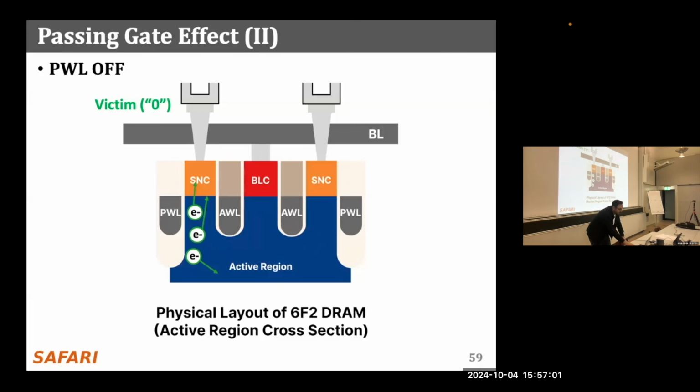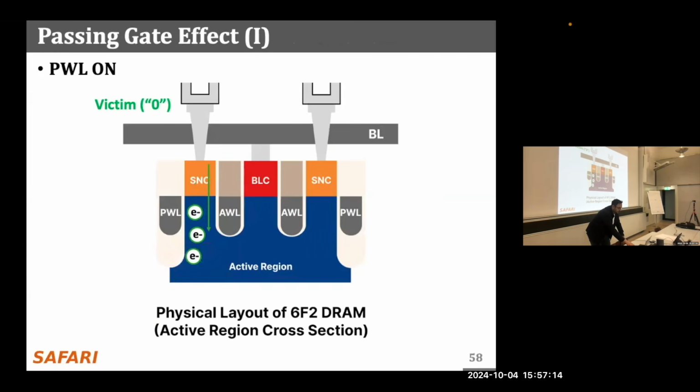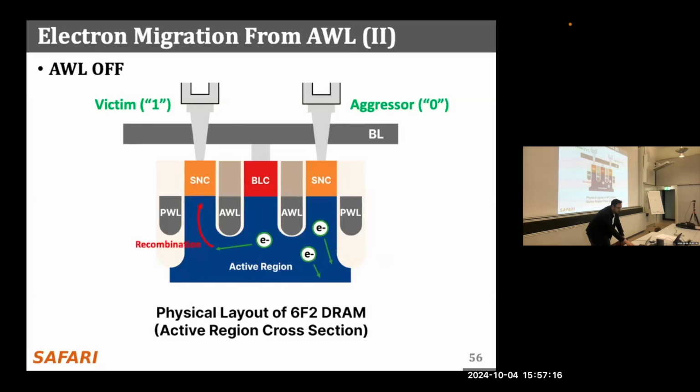Other questions? No? Sure. So sometimes we affect rows that are not directly next to us when we hammer. Is there any mechanism that explains it? Like, that we, for example, somehow attack a row that's two rows away?